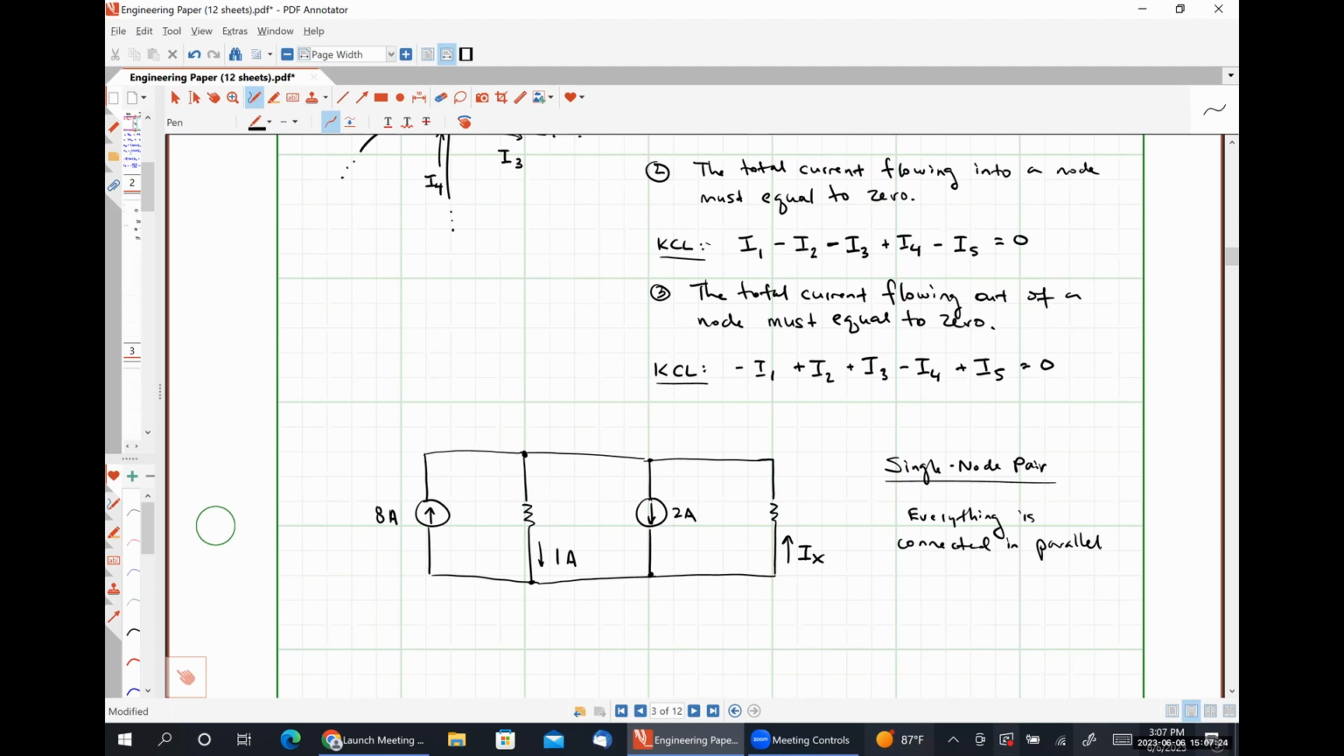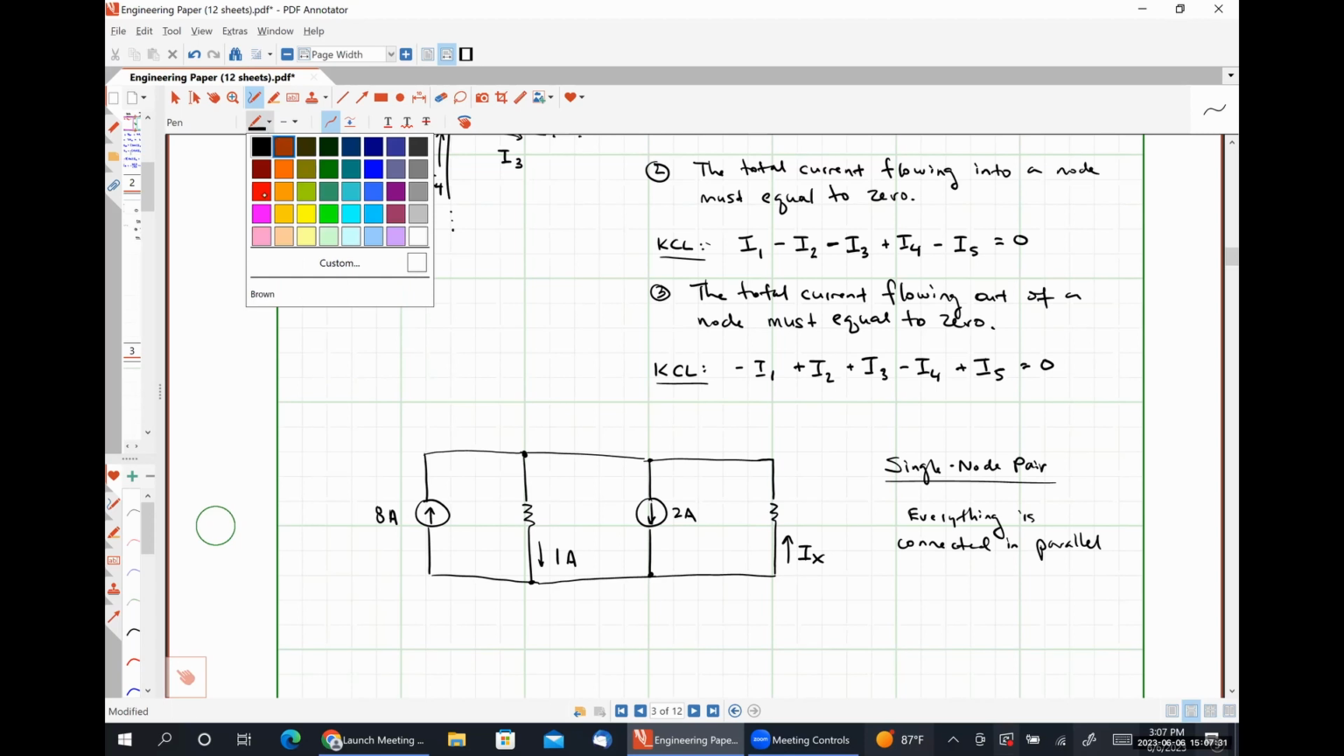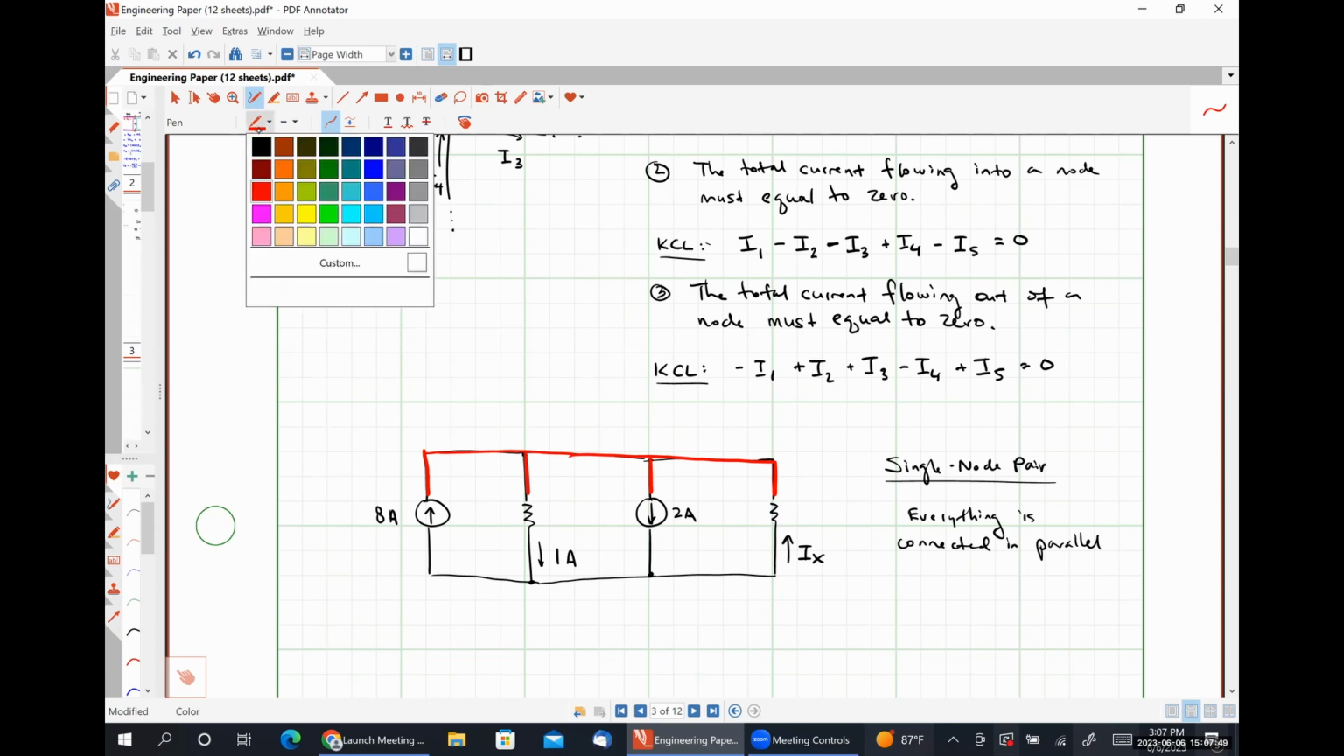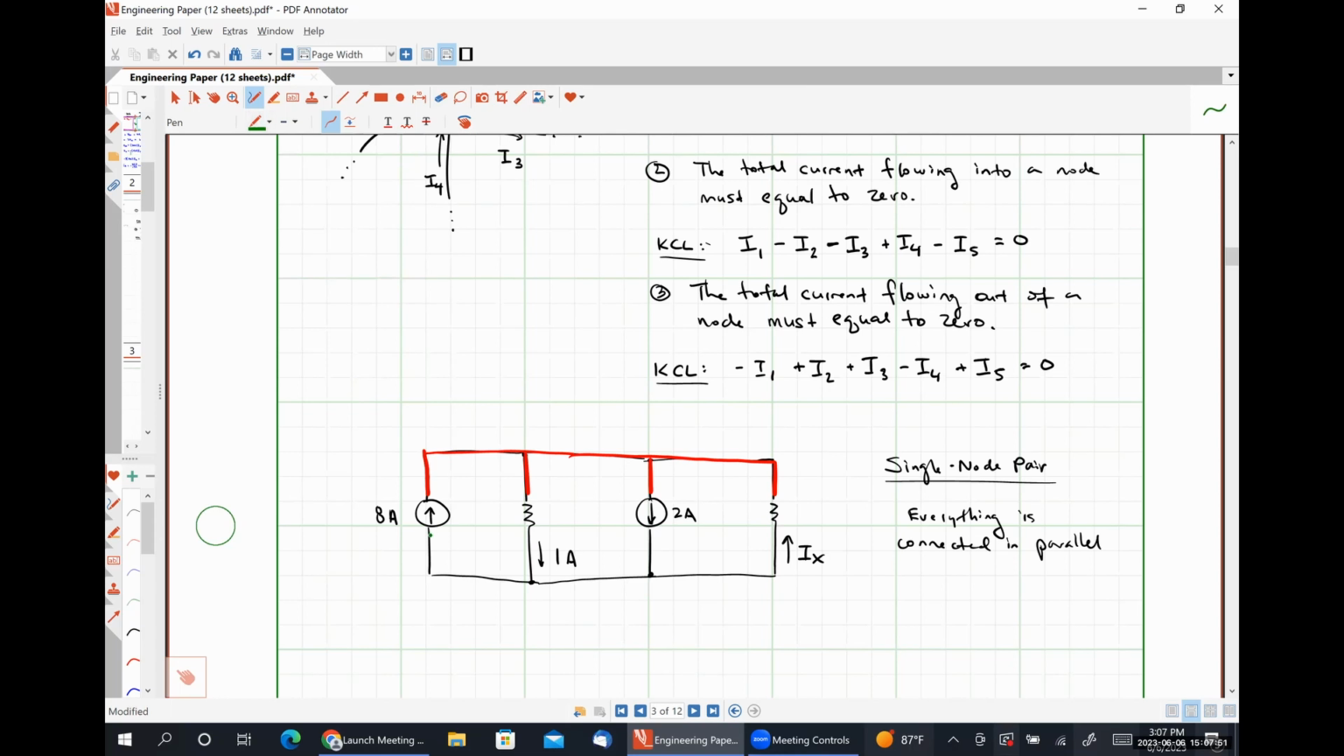But in order to do that, we need to make a couple of decisions, right? So one thing that I'm going to do here really quickly is identify my nodes. This isn't particularly necessary for a circuit this simple, but we are going to make a distinction here. So I've labeled my top node in red. And then let's do this Christmas style and make my bottom node in green. Okay.